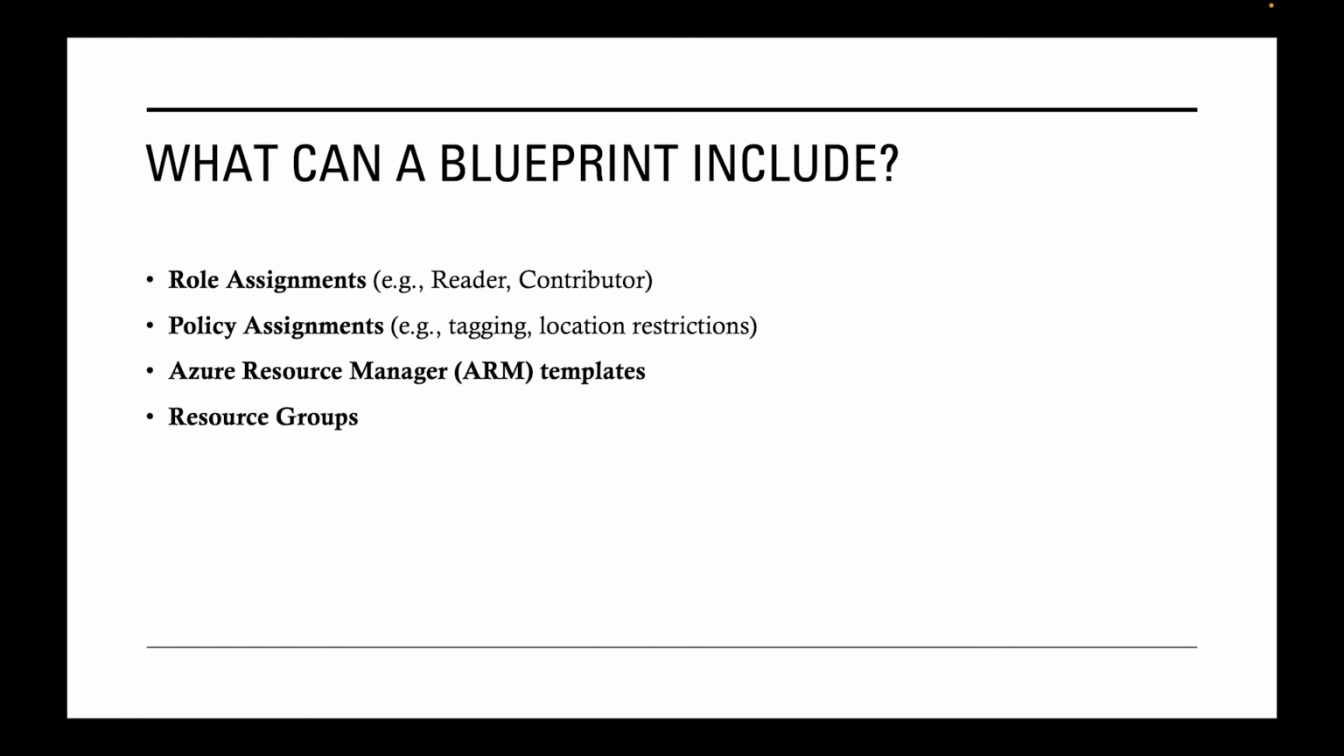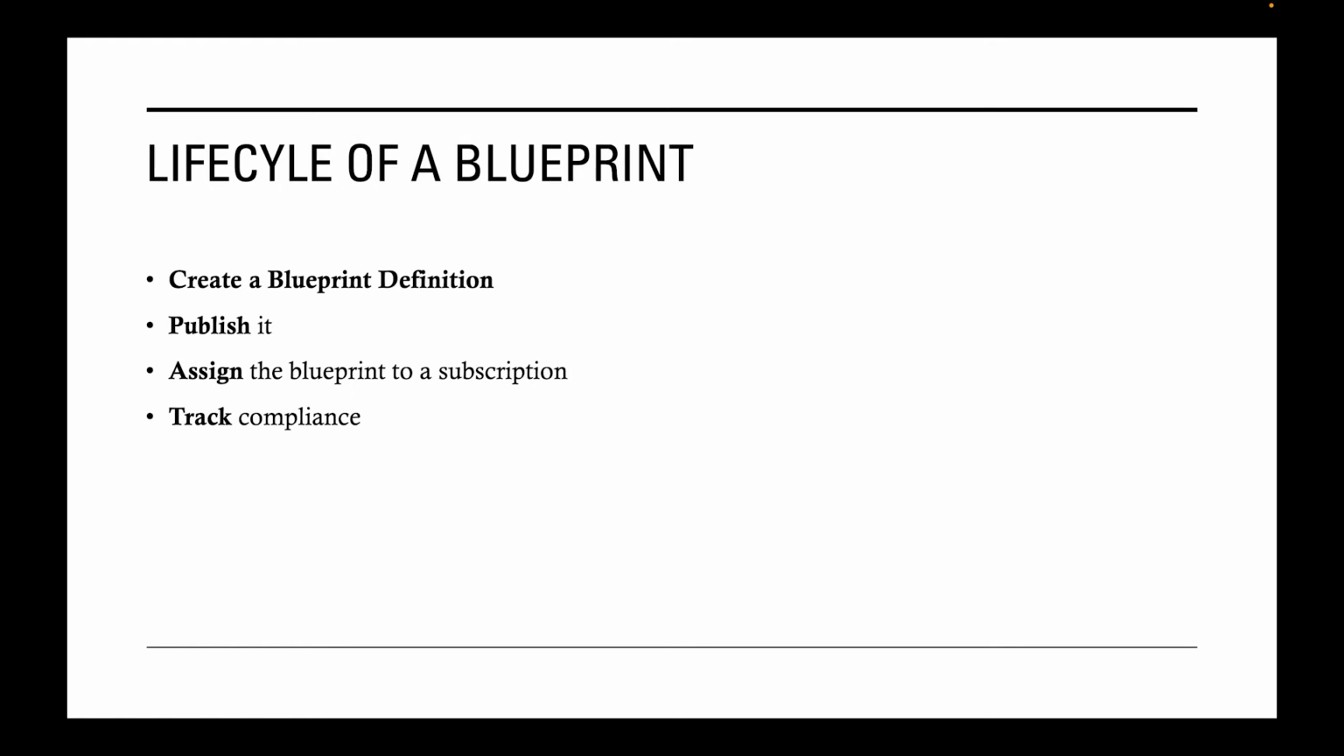So what can a blueprint include? It can include role assignments like reader and contributor roles, policy assignments, tag and location restrictions, Azure Resource Manager ARM templates, and also resource groups. So what's the life cycle of a blueprint? You have to create a blueprint, publish it, assign the blueprint to a subscription, and track compliance.